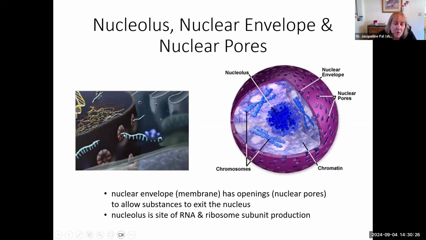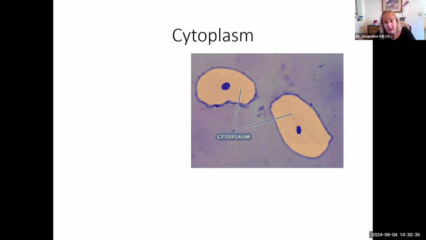So this shows the RNA exiting through the nuclear pore. And what is going to happen is that this is going to join up with the ribosome, and this is where we are going to be making proteins, as we will learn, I think it's next week.